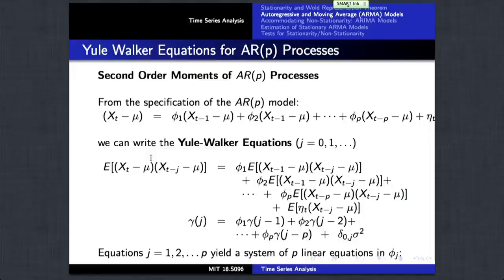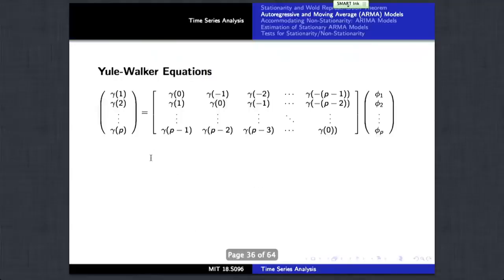If we look at the equations corresponding to j equals 1, so lag 1 up through lag p, this is what those equations look like. Basically, the left-hand side is gamma 1 through gamma p, the covariance to lag 1 up to lag p, is equal to basically linear functions given by the phi of the other covariances.